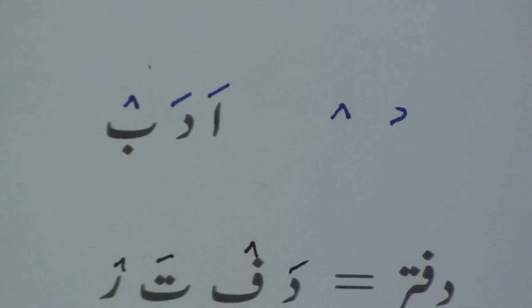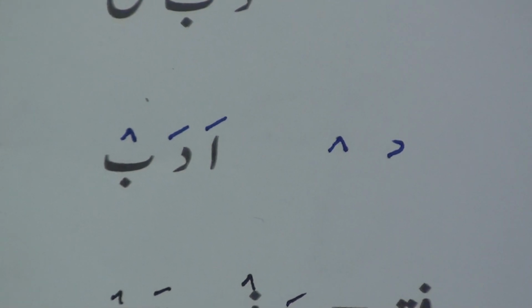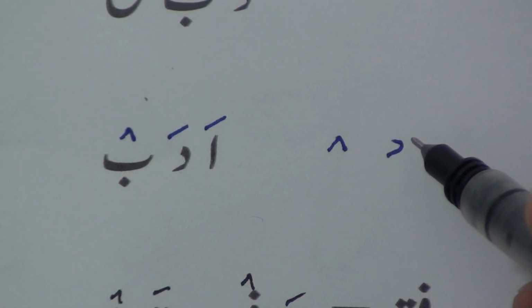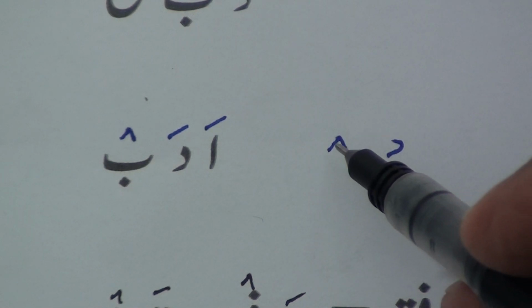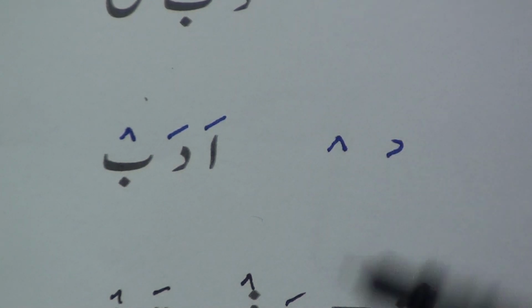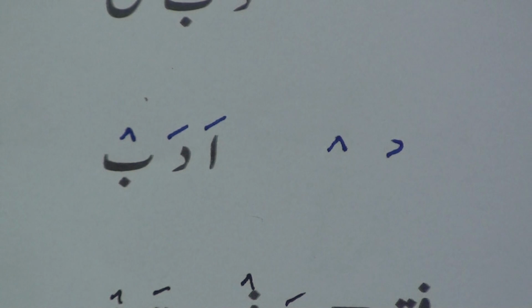We can put the sign of jazm in two ways. This is jazm and this is also jazm. We can use either sign. Either we can use this one or we use this one.